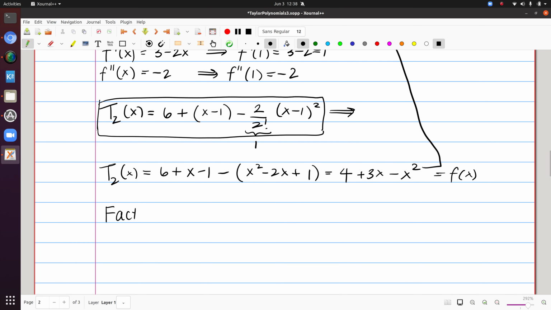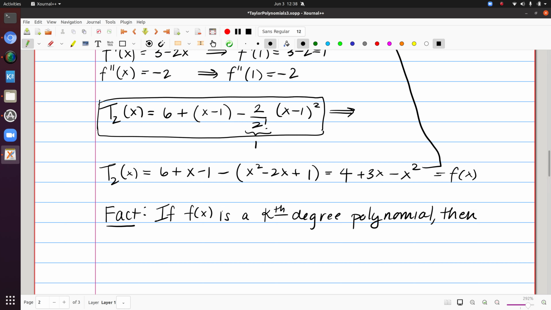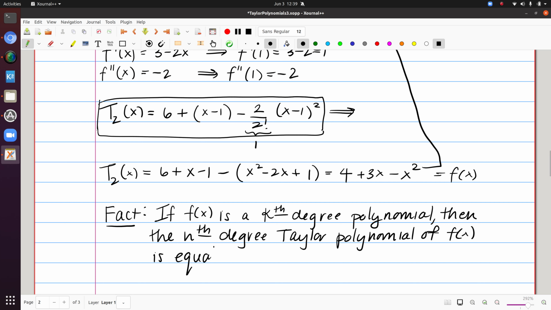So what I want to point out here is that if f of x is a, let's say, kth degree polynomial, then the nth degree Taylor polynomial of the function f of x is equal to f of x when the degree n is at least as large as k. So let's unpack this statement.